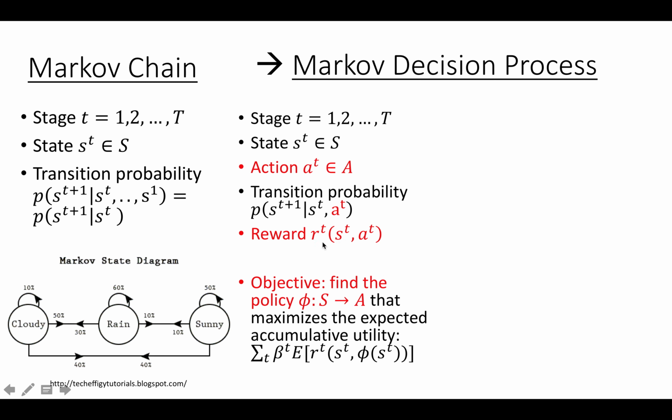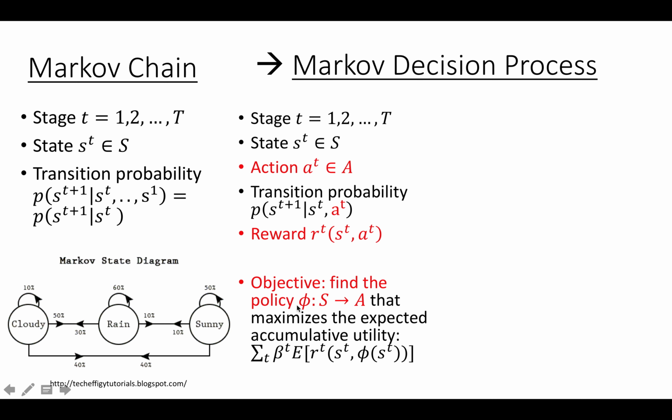This reward will be a performance index that tells you how good the action is. And this reward is related to the state S and the action A. It means that depending on the current state you are in and what action you take, you will have different rewards. After we introduce this action, we want to know what is the best action we should take. So our objective will be to find a policy.